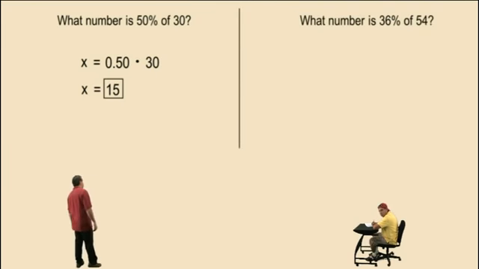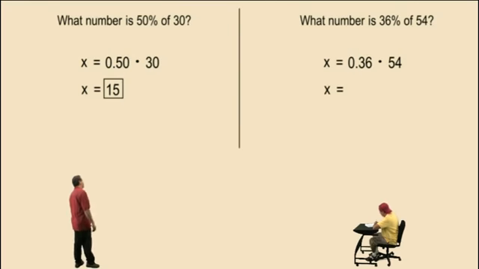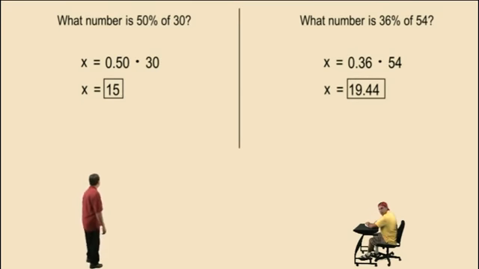Let's do another one. What number is 36% of 54? Again, what number? That's our unknown. We'll represent that with x. Is translates to equal. 36% translates into 36 hundredths, or 0.36. Of is multiplication. 54 is 54. And all we have to do is calculate 0.36 times 54. And Charlie, what'd you get for that one? 19.44. Very nice there, Charlie.